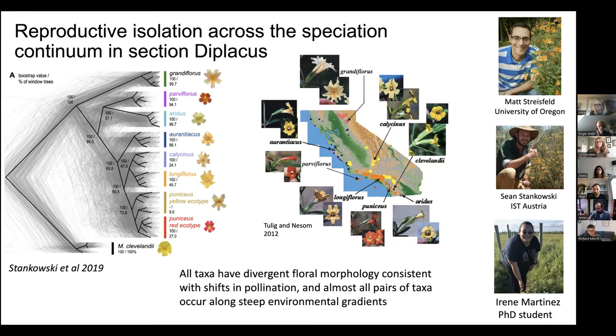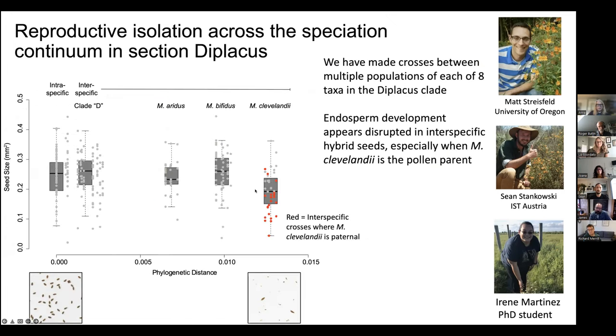It's the only one that's been defined as a different species in every taxonomy that's ever been done. It's also the only one that really ends up being sympatric with some of the other taxa in the group. Many of the others end up being very, very parapatric. They run into each other, they might form hybrid zones, but they don't overlap the way that clevelandii does with the rest. So Irene did crosses within and between all of these different taxa.